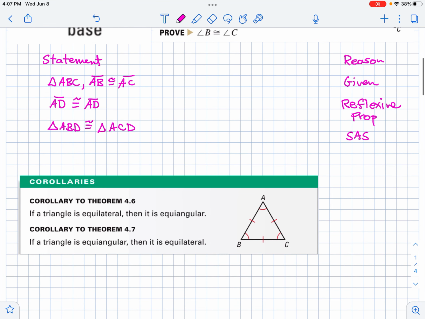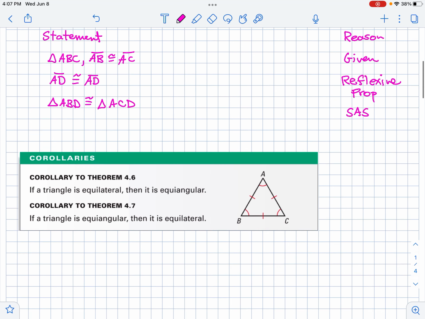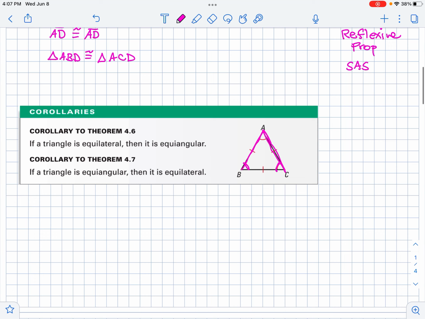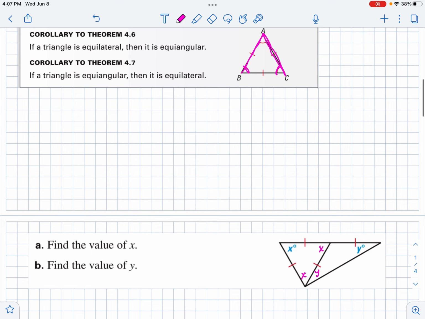Now, we could apply this to equilateral triangles as well, because obviously in an equilateral triangle we've got pairs of sides the same, so the angles opposite are going to be congruent. You could look at any pair of these sides and the angles opposite are going to be congruent. So if all three sides are congruent, then obviously all three angles are congruent. So equilateral triangles are also equiangular, and equiangular triangles are also equilateral.